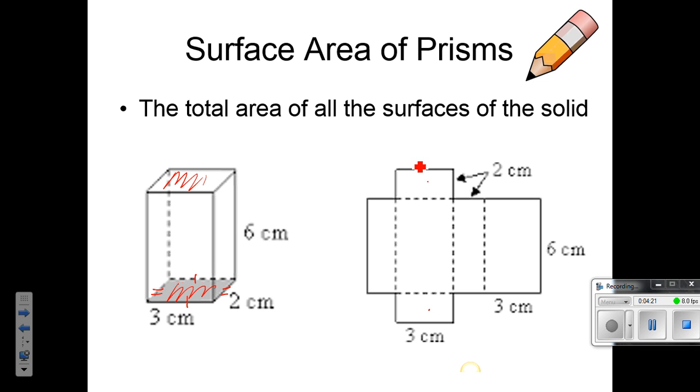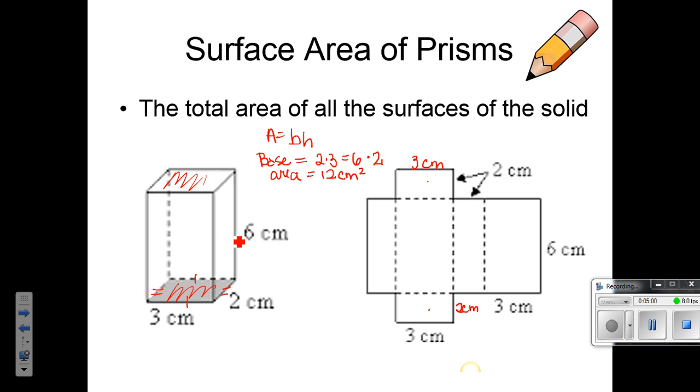This would be the base, this would be the base. This is 3 centimeters, and this is 2 centimeters, and this is 2 centimeters. So the bases would be 3 times 2, because the area of rectangles would be base times height. And the bases are rectangles, and then all 4 sides around it are rectangles. So the base would be the rectangle, which would be 2 times 3, which is 6, and there's 2 of them. So the base area would be 12 centimeters squared.